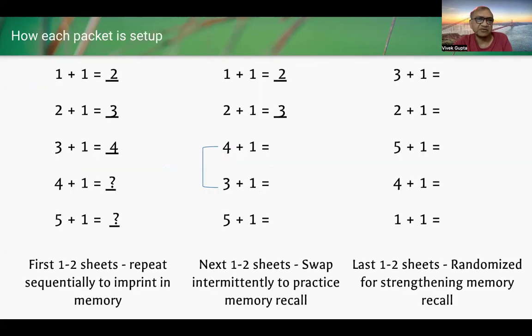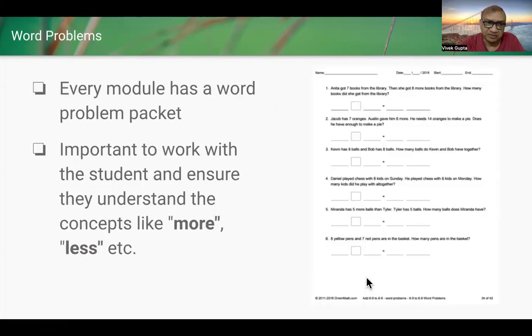So we talked about this concept also, right? I showed you that the packet is set up so the first 1 or 2 sheets are sequential. The next couple of sheets are swapping intermittently to practice memory recall. And the next 2 sheets are randomized, to strengthen the memory recall. So we already saw this. And we talked about having the word problem, the concepts of more and less.